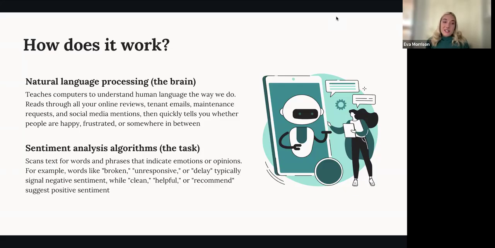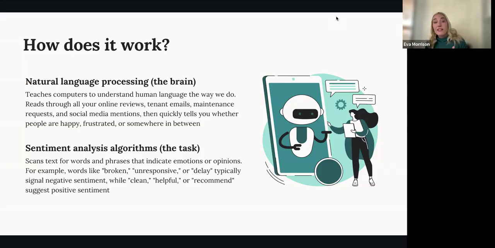And sentiment analysis, when we get into the algorithm itself, is the task that we're asking the brain to perform here. So with natural language processing, we've taught the brain some basic parameters. And now with sentiment analysis, we're giving it a very specific task. We're saying, scan through all of this text and specifically pull out and categorize phrases that indicate emotion or opinion.